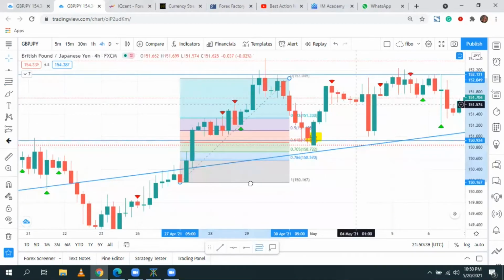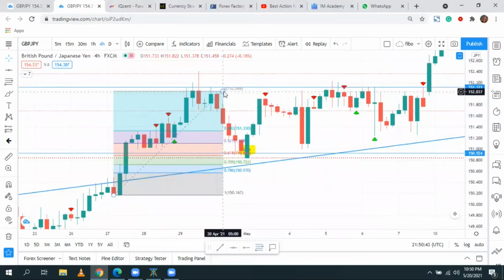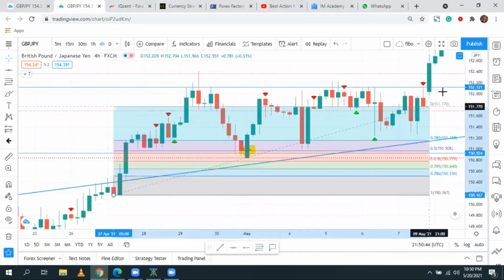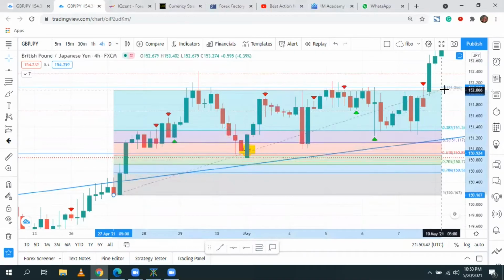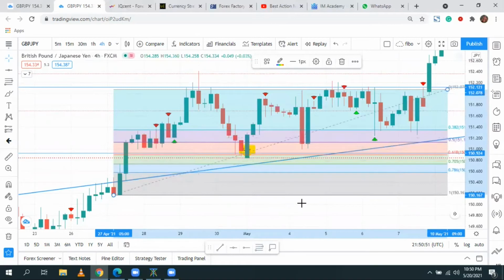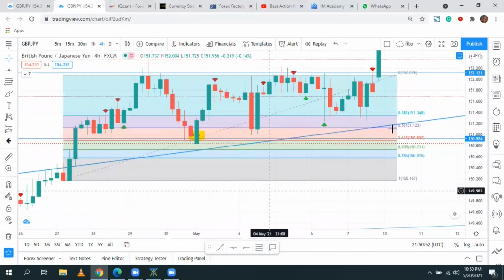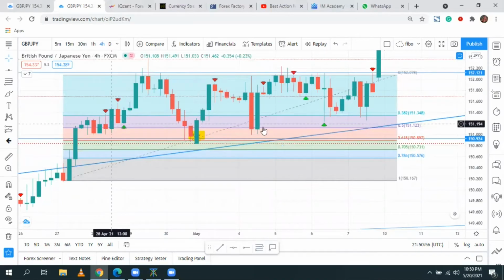So now, if we check this right now, this is the 4-hour time frame, not even the 5 minutes that we are trading. I'm just trying to show you that it's the same. Can you see this? This is actually the 0.5 to 600 level. It was rejected here, rejected here, rejected here, and you can see.